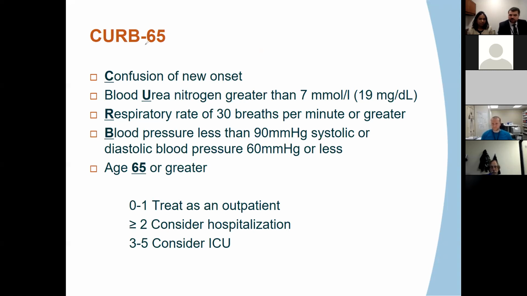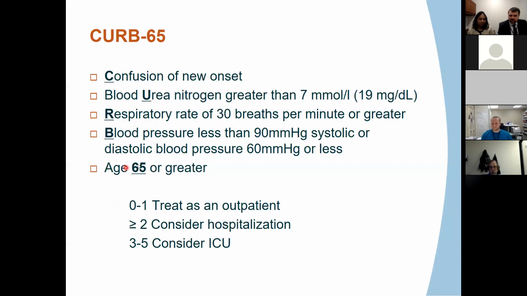So the CURB 65 score has been validated, and here the C stands for confusion. So if the patient is newly confused. The U is for BUN. So if the BUN is high, it might show that they're dehydrated, they're not doing as well. The respiratory rate, 30 breaths a minute or greater. The blood pressure, if they have hypotension, and then age 65 or greater.